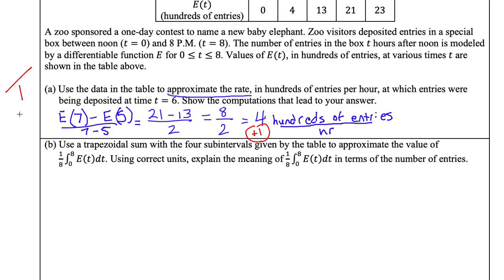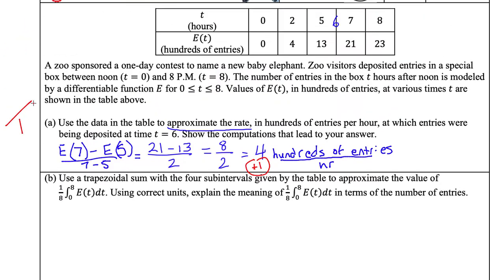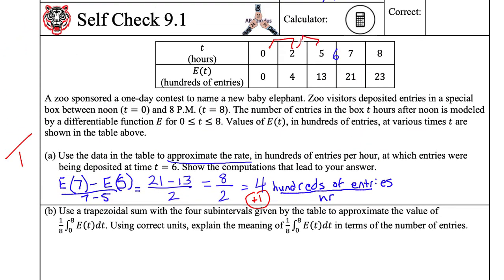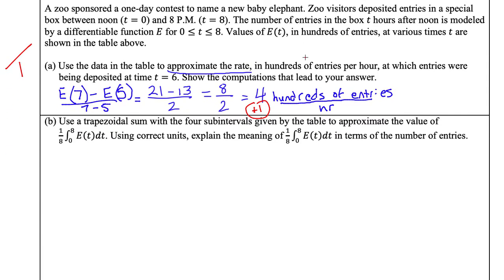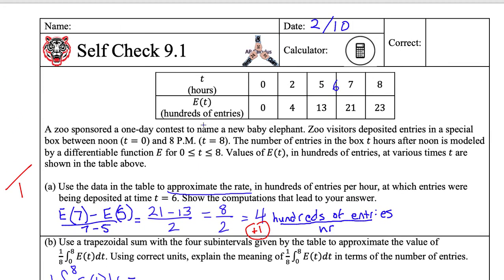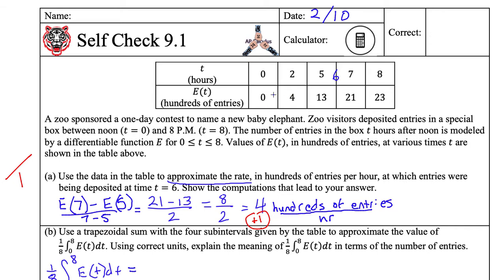So part B, we are using a trapezoidal sum with 4 sub-intervals, which makes sense because I have 1, 2, 3, 4. So I'm using all of the data from the table to approximate the value of 1/8 of that integral. I'm going to write this out again: 1/8 of the integral from 0 to 8 of capital E of t dt is going to equal. We have to find lots of averages. Whenever you have a trapezoidal sum, that means you're finding averages.